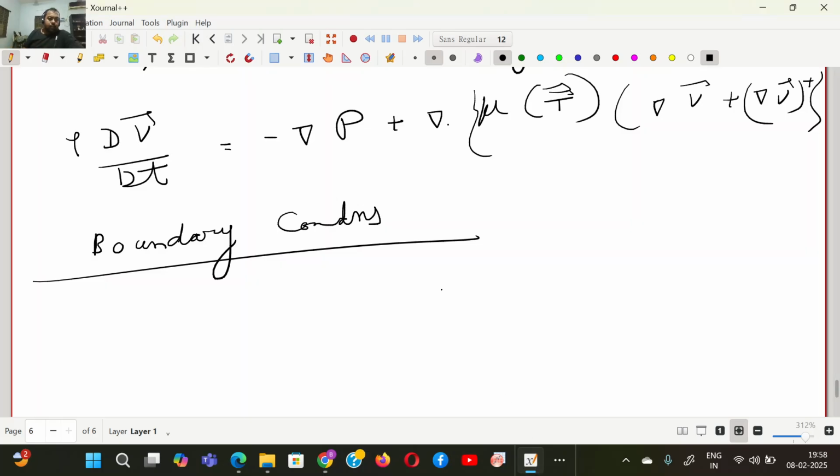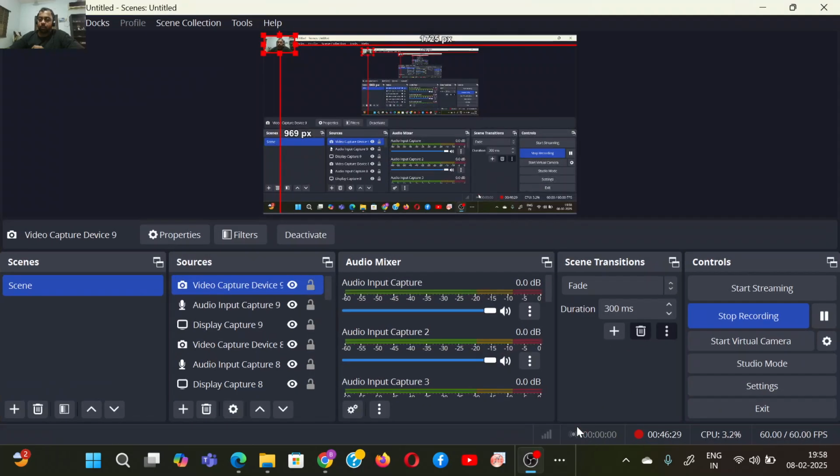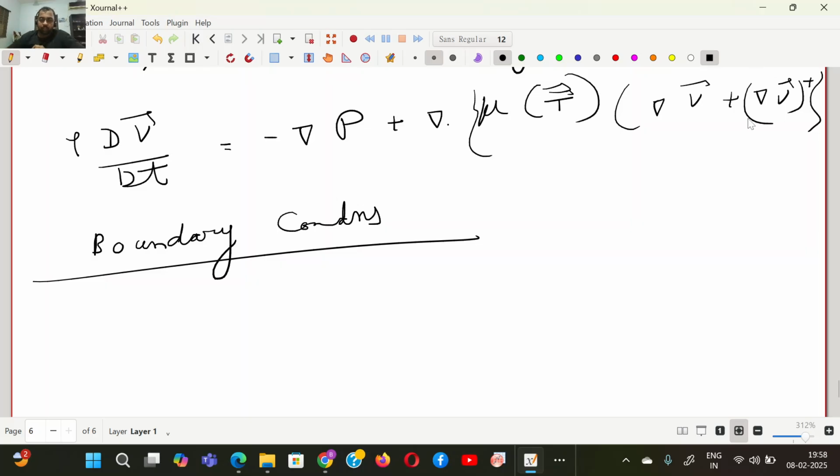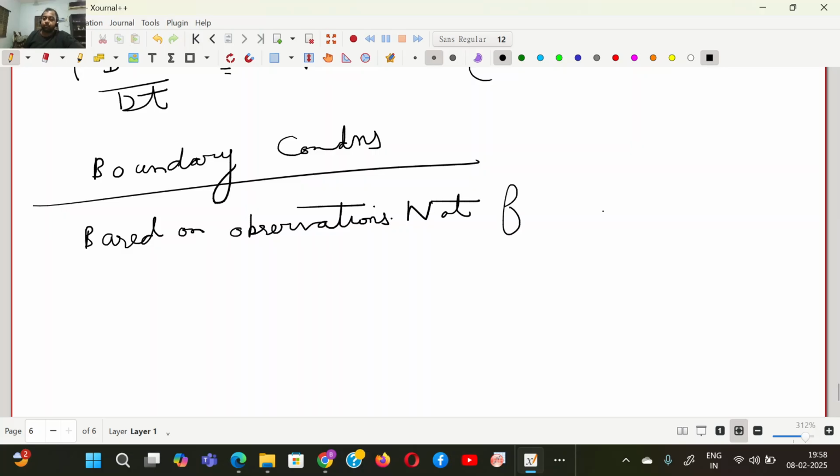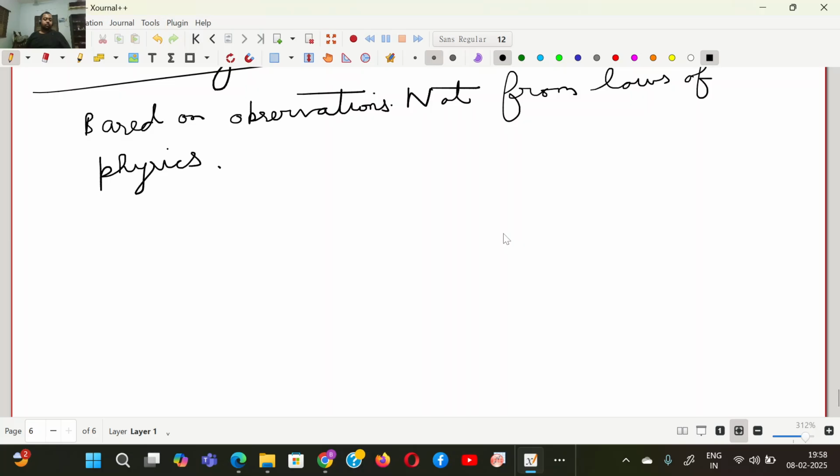Welcome back. So boundary conditions. An important thing to note about boundary conditions is that they're not from first principles, meaning like Newton's laws of motion or something very fundamental in physics. So boundary conditions are based on observations, not from the laws of physics. So there are types of boundary condition.